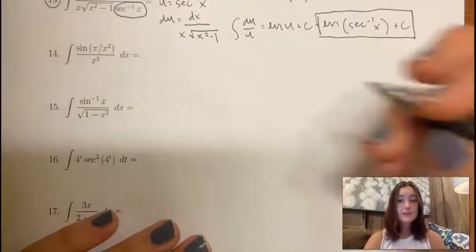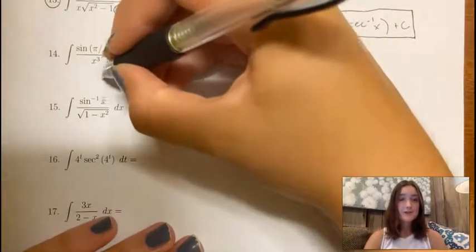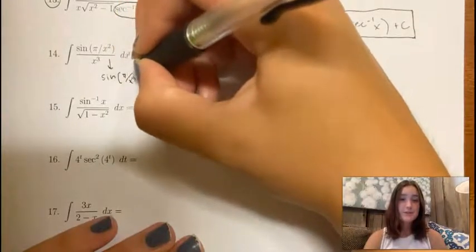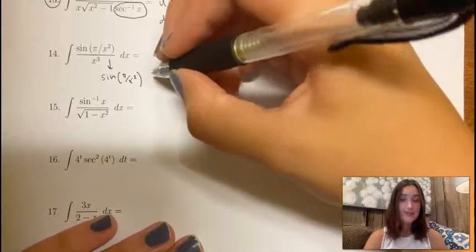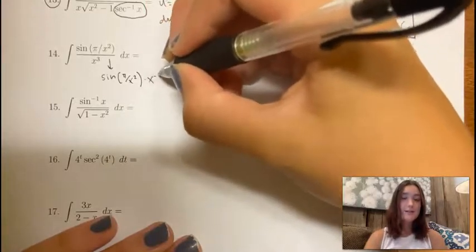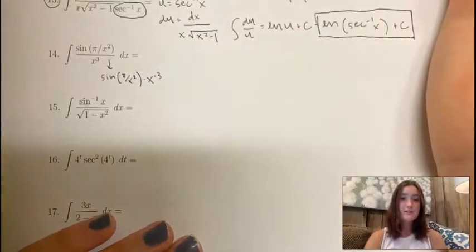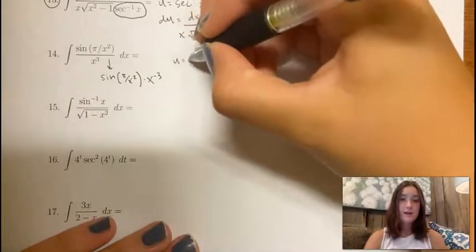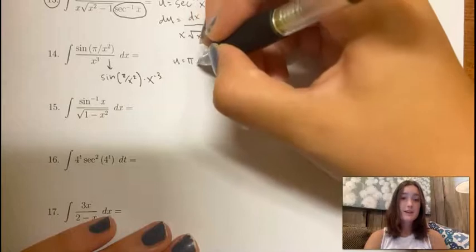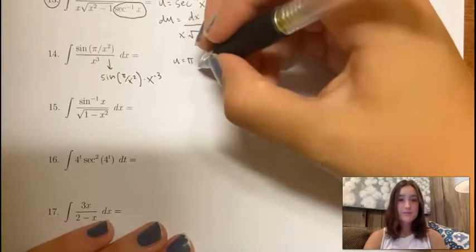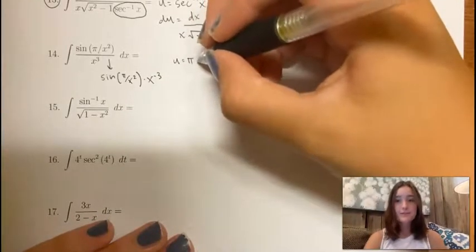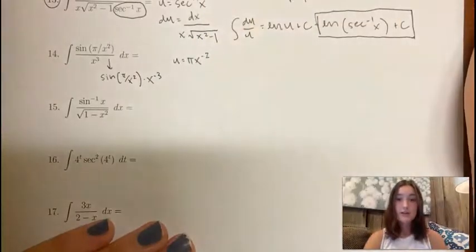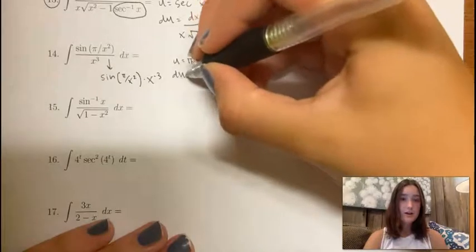Okay, number 14 looks a little tricky because you just have a lot going on there, but I think the best way to start this is to rewrite, or at least in your head kind of rewrite, that sine pi over x cubed as sine pi over x squared times x to the negative 3. Just because that's something that's a lot better to work with when you're integrating.